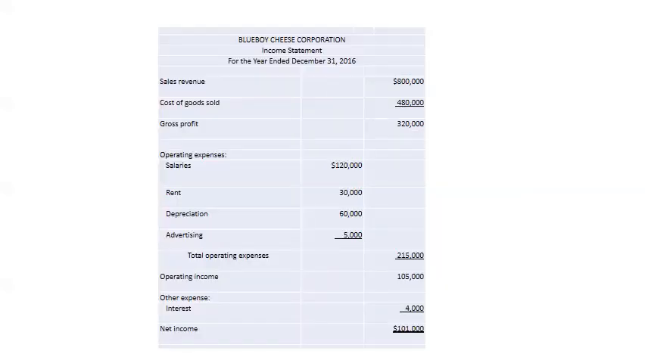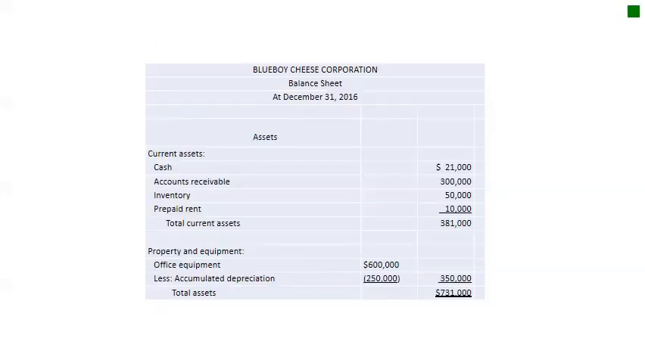So here's the proper format for the income statement. Notice that we say the title of the company, the name of the statement, and the period covered for the year ended. We have our sales, cost of goods sold, sales minus cost of goods sold.